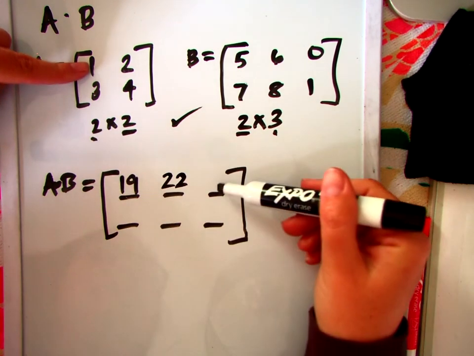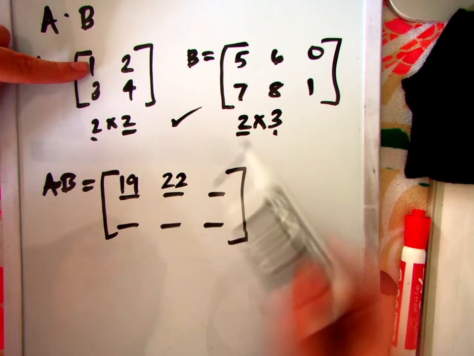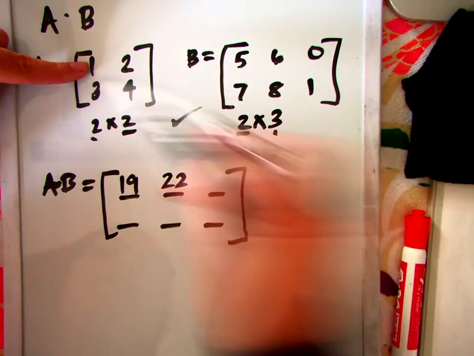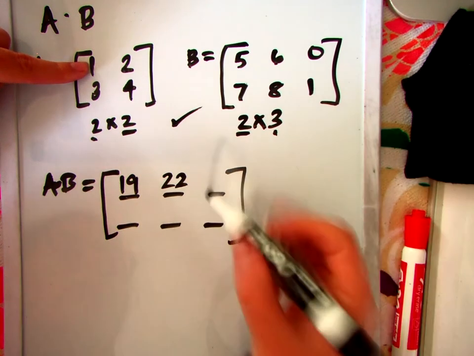Here's our new column that we didn't see on the last one. It's still on row 1, but now I have a third column. So that's how I'm going to get this inner product. It's 1 times 0 plus 2 times 1. So this is a 2.